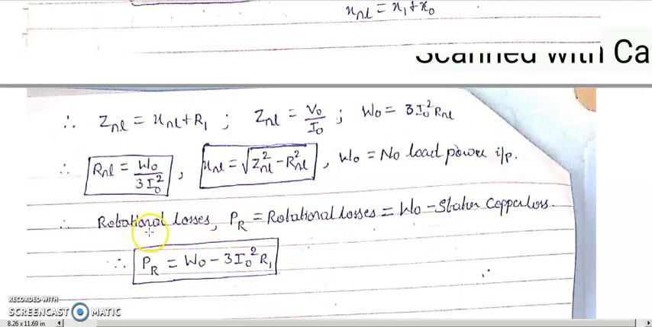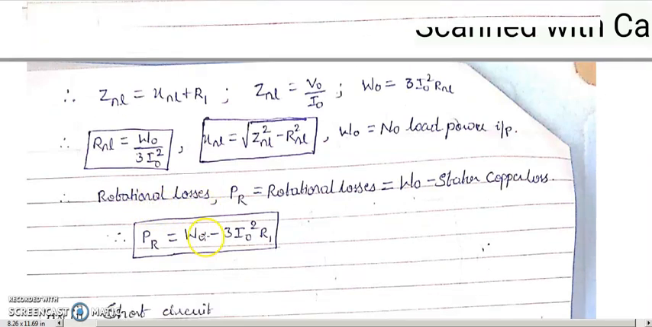Now coming to rotational losses, also called PR. Rotational losses is equal to W0 minus the stator copper loss. It is very simple to understand. We know that W0 is the no load power input. If I subtract the stator copper loss, I will get the rotational losses.